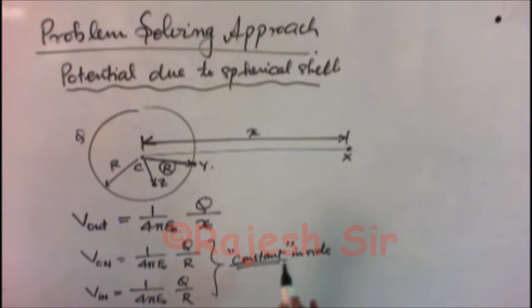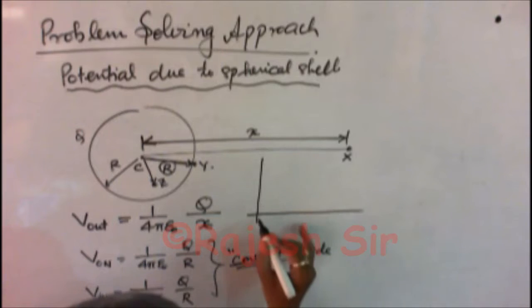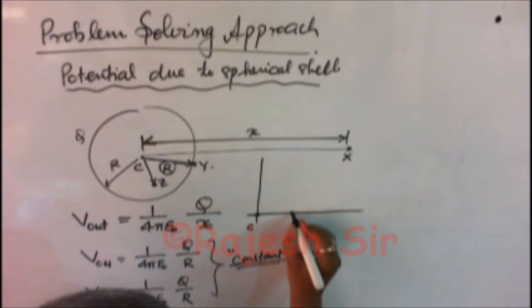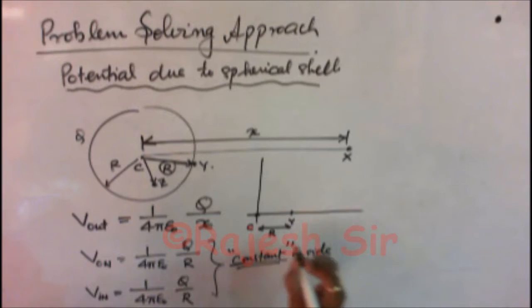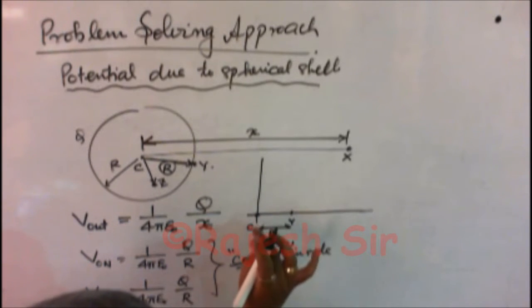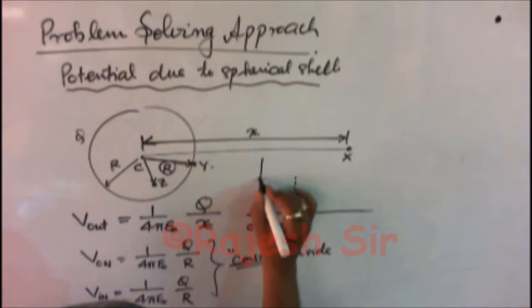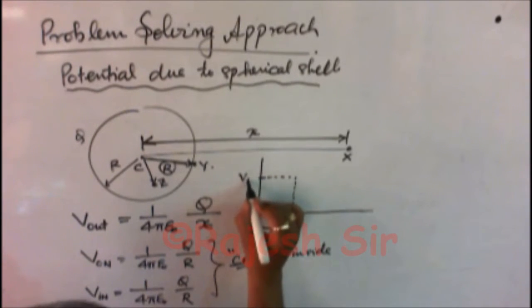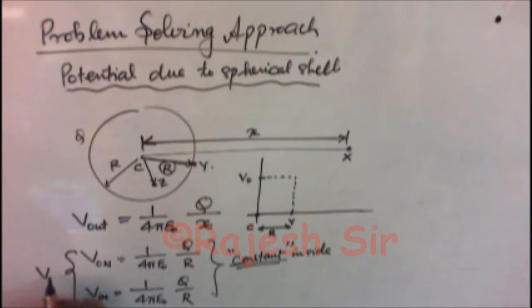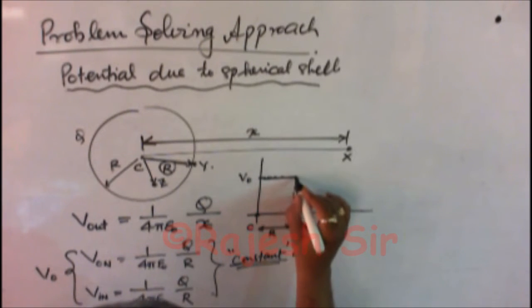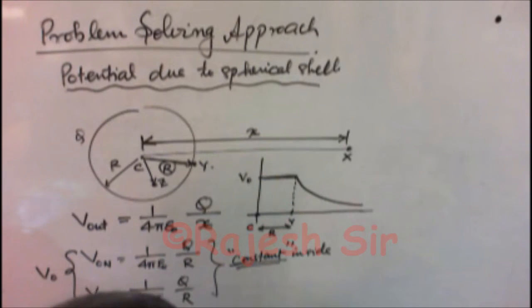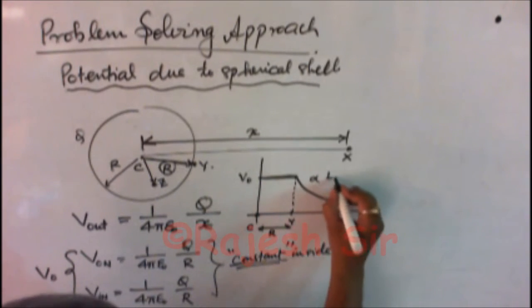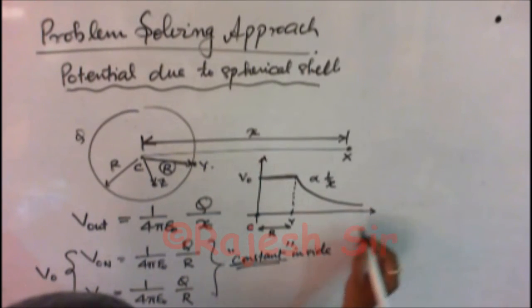If we draw a graph to represent this, you can see the origin represents the center, and this represents the point Y, which happens to be equal to R. So from the center till the surface, on the surface, the potential remains constant, and that value is, let me say, V0, where V0 happens to be this particular value, that is 1/4 pi epsilon naught Q by R. So the potential on and inside is going to remain constant, and thereafter the potential decreases following inverse proportionality to X. So that is how the potential variation takes place.